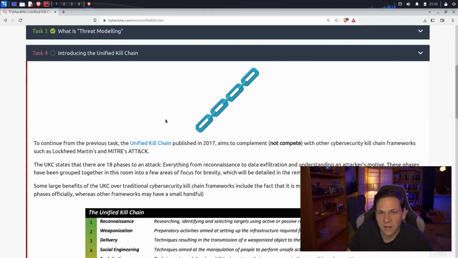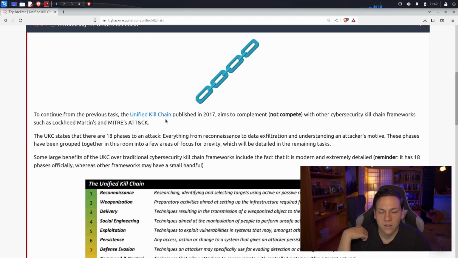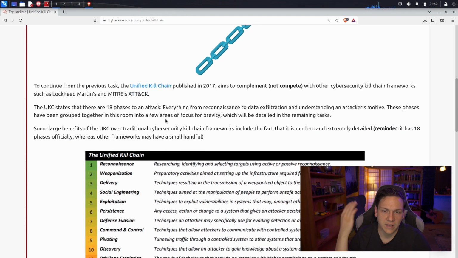Introducing the unified kill chain. To continue from the previous task, the unified kill chain, published in 2017, aims to complement, not compete with, other cybersecurity kill chain frameworks such as Lockheed Martin and MITRE ATT&CK. The UKC states that there are 18 phases to an attack. That is a lot. Everything from reconnaissance to data exfiltration and understanding an attacker's motive. These phases have been grouped together in this room into a few areas of focus for brevity, which will be detailed in the remaining tasks.